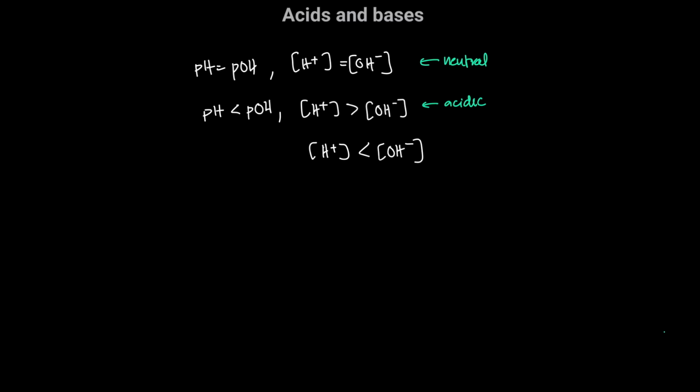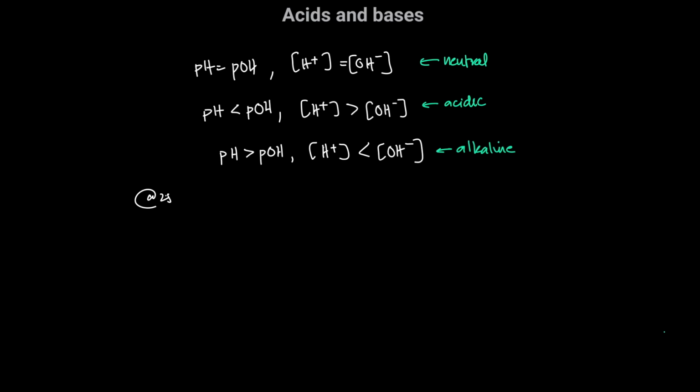Okay? If the H+ ion concentration is less than the OH- concentration, in other words, there's more hydroxide ions in solution than H+ ions, that solution is considered an alkaline solution. In this case, again, if H+ is lesser, that means pH is greater than the pOH.